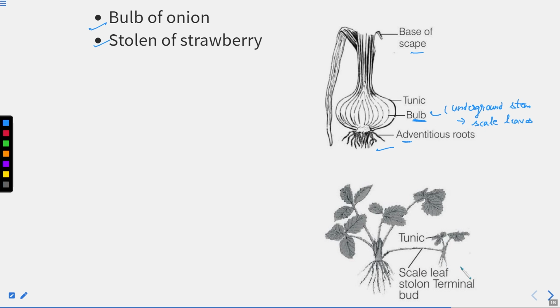Okay, stolon. So in strawberry, vegetative reproduction takes place with the help of stolon. Stolon is nothing but a prostrate stem. Okay, means it grows very near to the ground and it consists of what? It consists of nodes. That's why it is a stem. Here you can see stolon in strawberry.